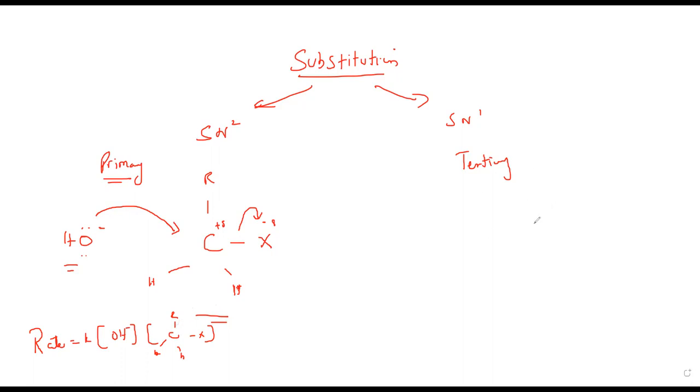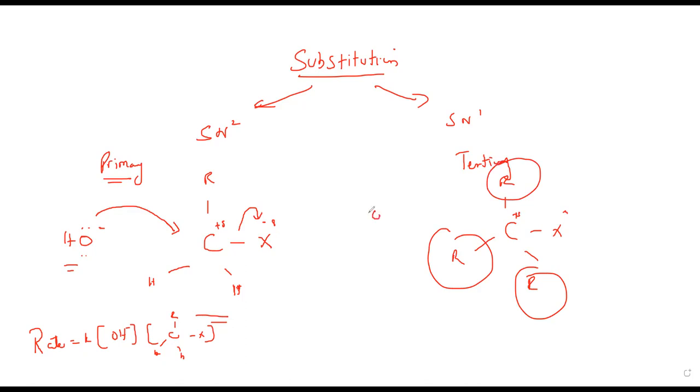But in tertiary, what happened? The carbon which is bonded with the halogen is having three alkyl groups, three carbon chains. So this carbon is actually surrounded by bigger molecules. As this carbon is surrounded by bigger molecules, even if the OH is present, this OH cannot attack this carbon, and we call that steric hindrance. So due to steric hindrance, this OH cannot attack the carbon.